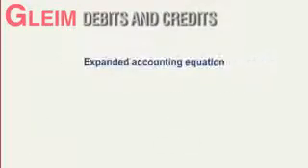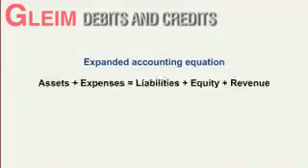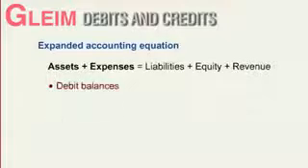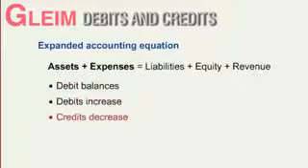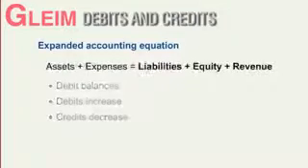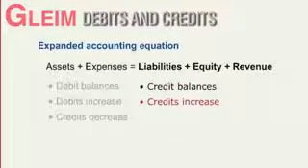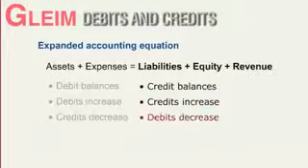Consider the expanded accounting equation. Assets plus expenses equal liabilities plus equity plus revenue. Assets and expenses are on the left side of the equation, and they normally have debit balances. This means that debits increase asset and expense accounts, and credits decrease them. Liabilities, equity, and revenue are on the right side of the equation, and they normally have credit balances. This means that credits increase liability, equity, and revenue accounts, and debits decrease them.